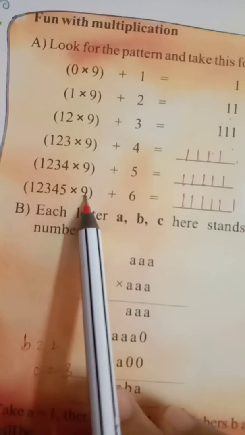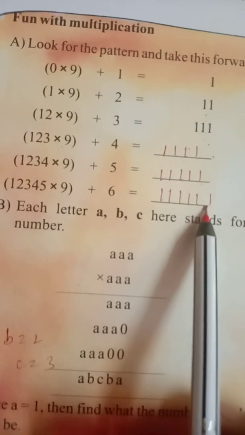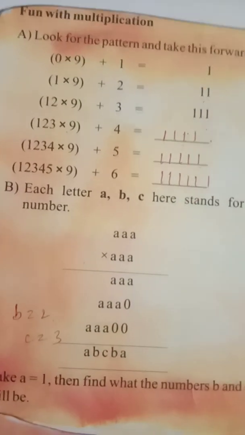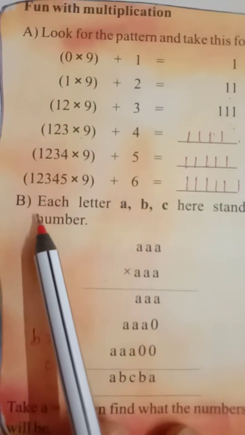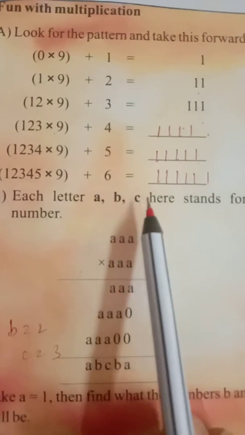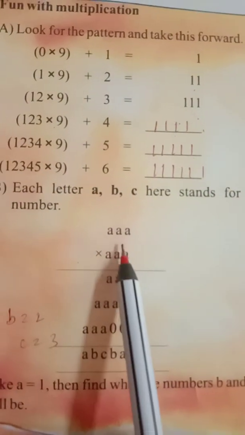After that, 1, 2, 3, 4, 5 multiplied by 9, and here it is 5 after 6. We get 1 six times. This is the pattern.